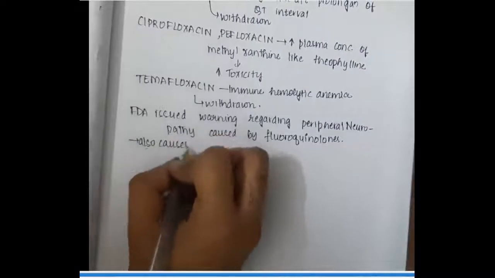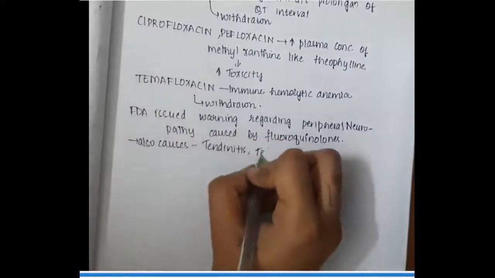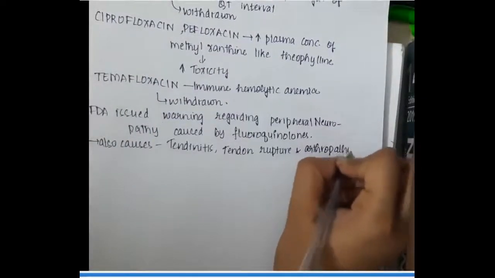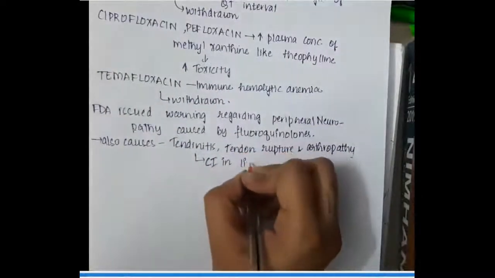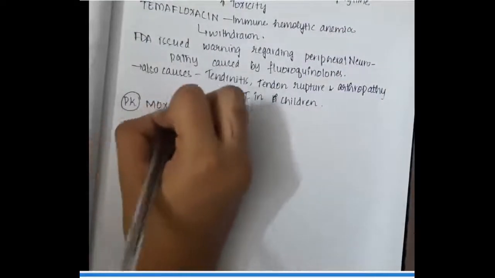Then the FDA issued a warning regarding peripheral neuropathy caused by fluoroquinolones. It also causes tendinitis, tendon rupture, and also arthropathy. And thus, because fluoroquinolones cause tendinitis, they are contraindicated in children and also in pregnancy.